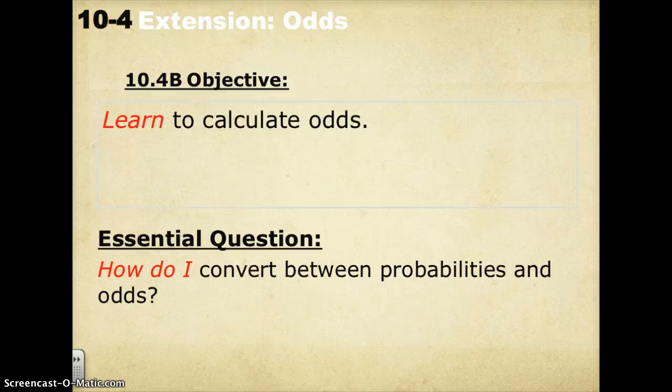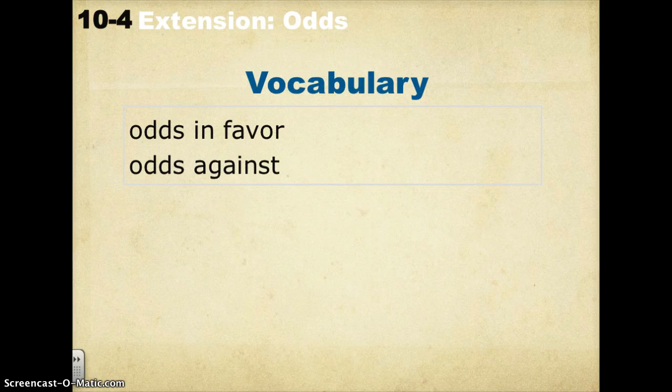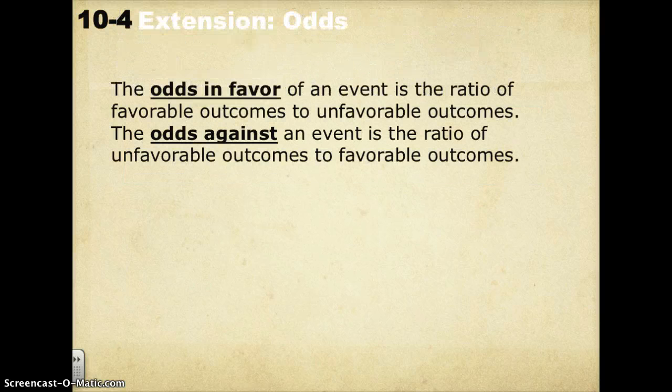Our objective in 10.4b is to learn to calculate odds. And our essential question, how do I convert between probabilities and odds? We have odds in favor and odds against. The odds in favor of an event is the ratio of favorable outcomes to unfavorable outcomes. Favorable meaning what you're trying to figure out is going to happen, not necessarily that it's exactly what you want to happen, but it's what you're looking for. The odds against an event is the ratio of unfavorable outcomes to favorable, so you just switch them around.